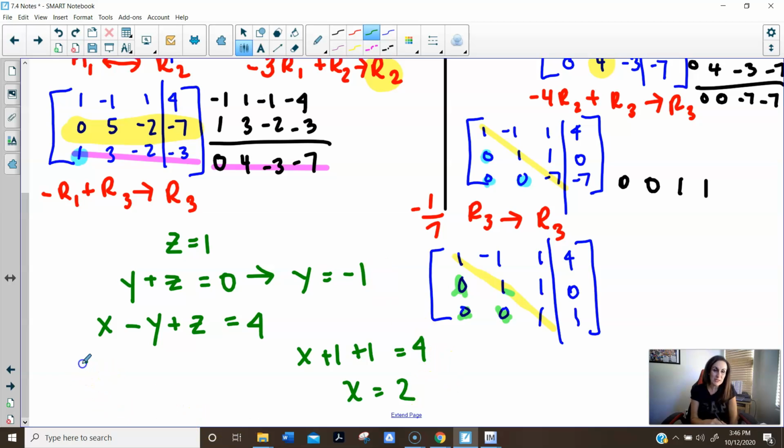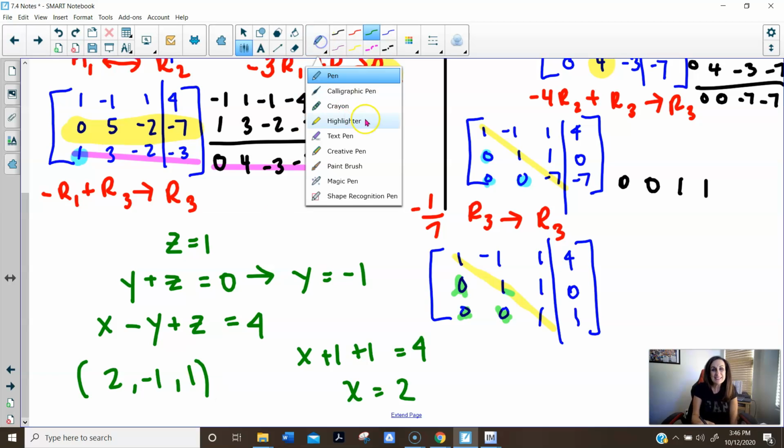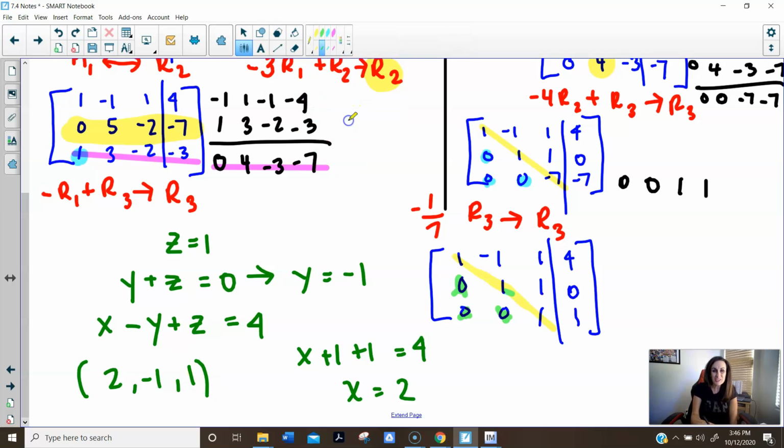So my ordered triple is x, y, and z. And this is row echelon form. And that's it.